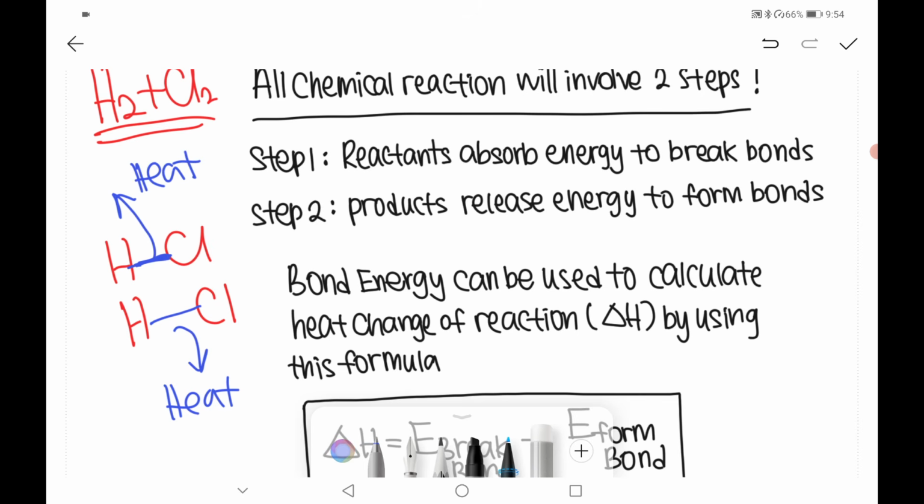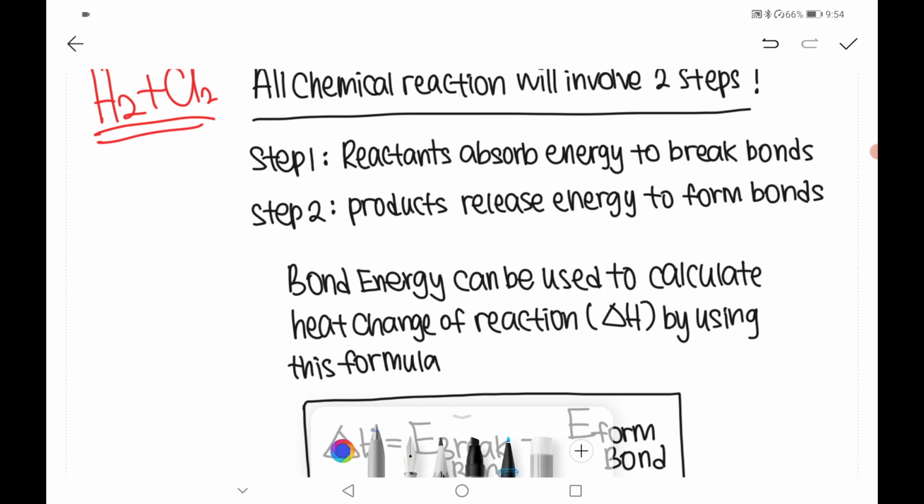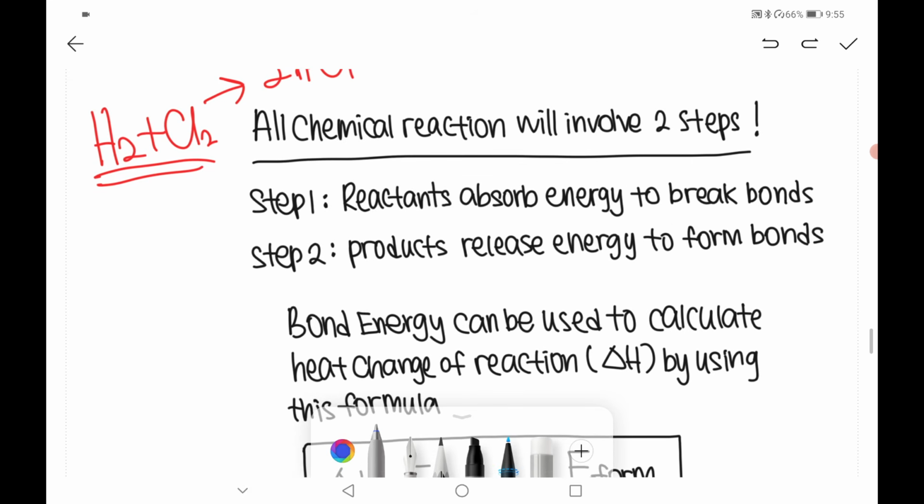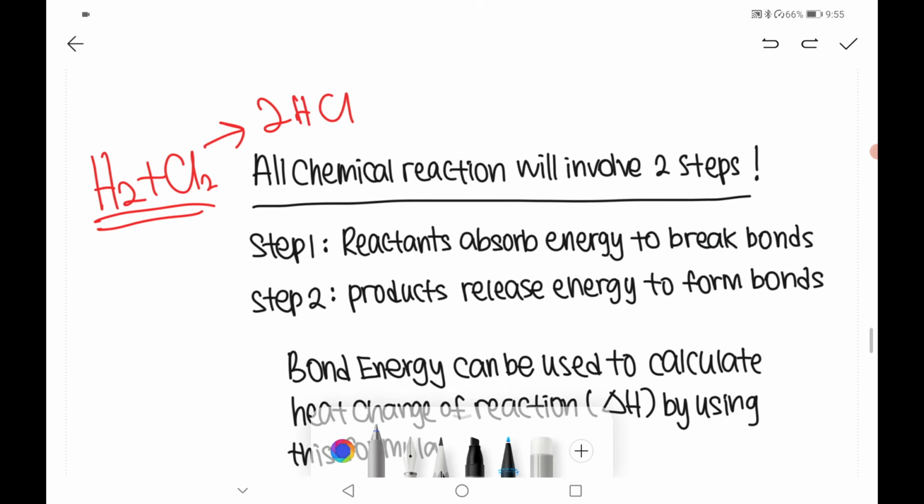This concept is very important. If you want to break the bond, you need to absorb energy. If you want to form the bond, you need to release energy. This is not very hard. You must know who needs to break bonds. The one that needs to break bonds is the reactant, the raw material. Who needs to form bonds? You want to form product. Product will form the bond. This concept is very important.